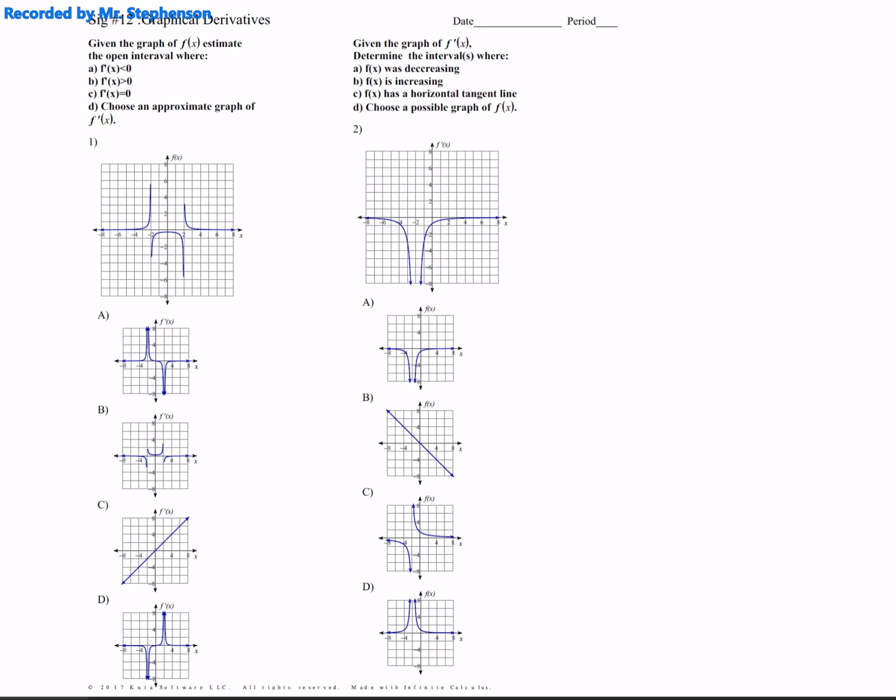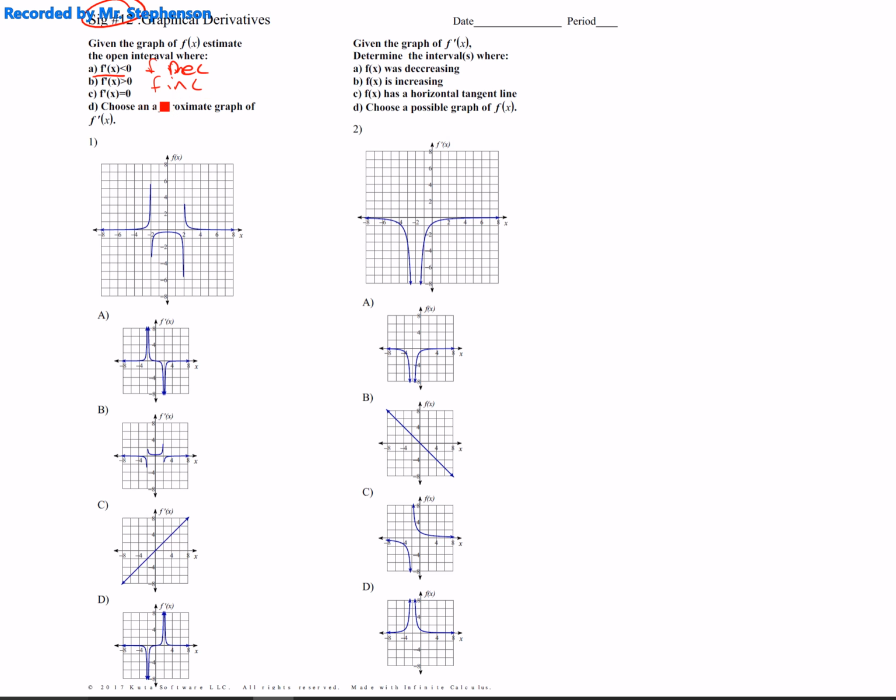Alright, in this video I am going to show you how to do SIG number 12, which is graphical derivatives. What we're being asked here to do is find when the derivative is less than 0. This is when f is decreasing. Find when the derivative is greater than 0. This is when f is increasing.